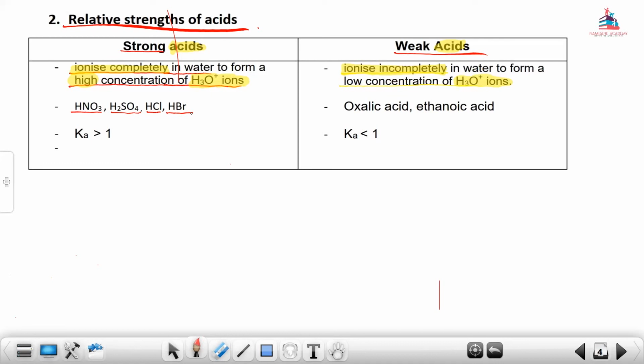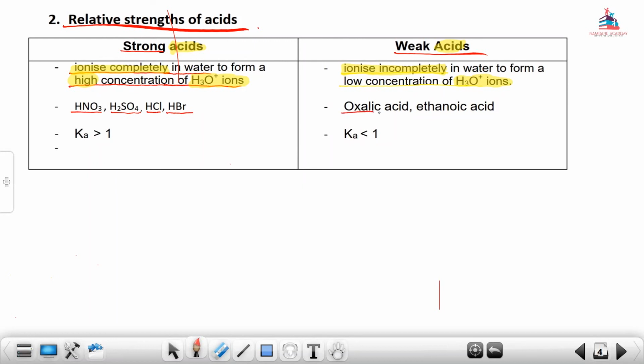In an exam, you will be given substances of which you need now to classify whether they are strong acids or weak acids. If you have H2SO4, you can classify H2SO4 as a strong acid. The reason is it ionizes completely in water to form a high concentration of H3O plus ions.